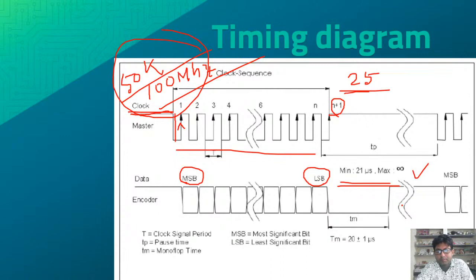Okay, and pause time means you have to make the clock high, and once this pause time has elapsed, again you can send the clock to the sensor, and you will receive the data.